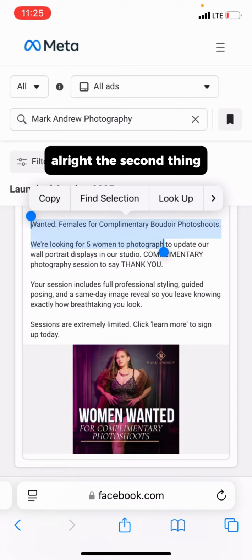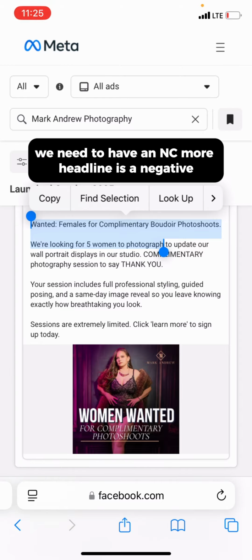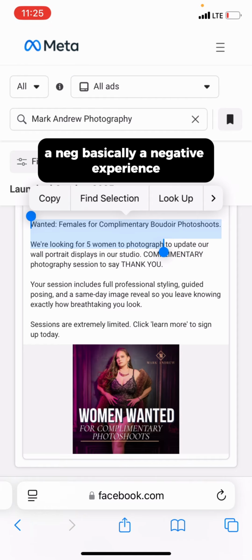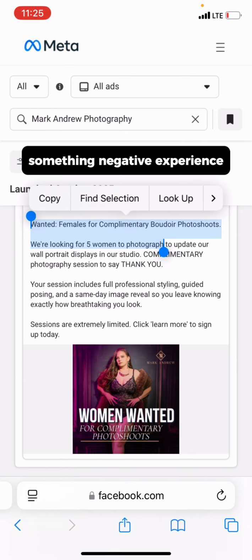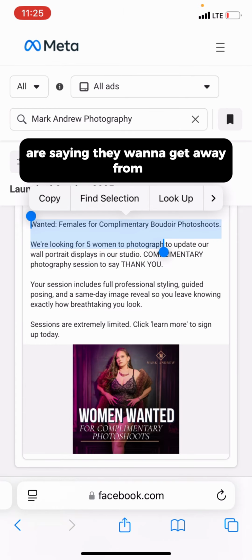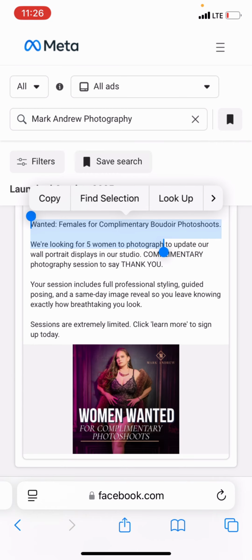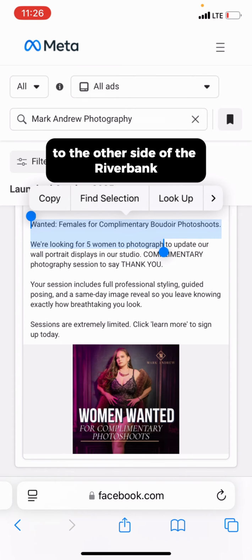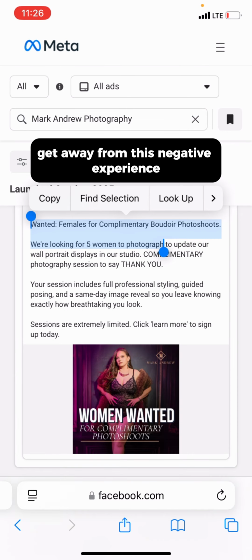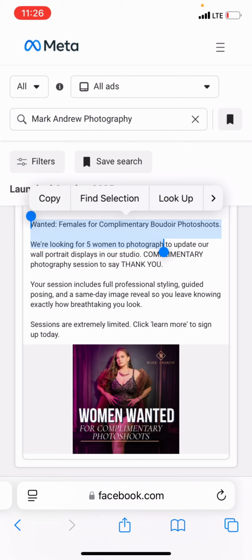All right, the second thing we need to have in the see more headline is basically a negative experience, something negative that women in our city are saying they want to get away from. It's like they're on one side of the riverbank with a negative experience, and they just want to get across the river to the other side, literally to get away from this negative experience.